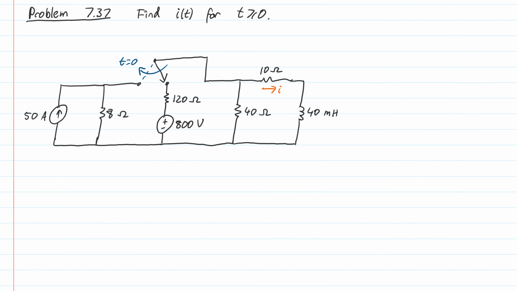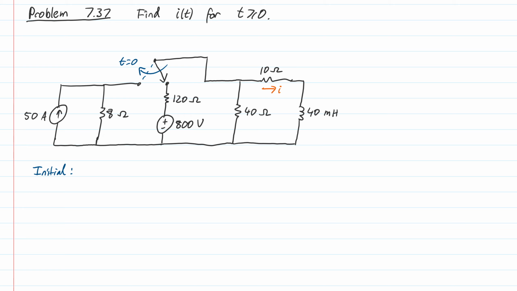So this is 7.37 from the textbook. It asks us to calculate the current I that flows in this branch here, which contains an inductor. And we have a switch which will toggle at time 0 from one position to the other. To solve this, we have a few things that we need to do. Firstly, we need to find the initial value of the current.